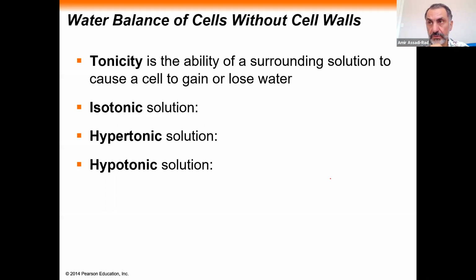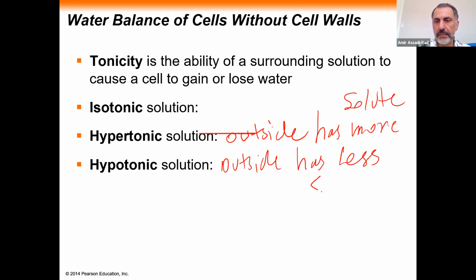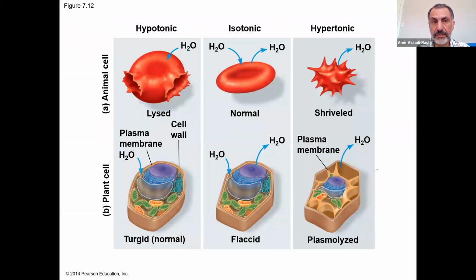Okay, so maybe I should write these things down. Hypertonic: outside, and we're always talking outside, has more solute. Hypotonic: outside has less solute. Solute is sugar, you already know. Okay, very good. Let's look at it.